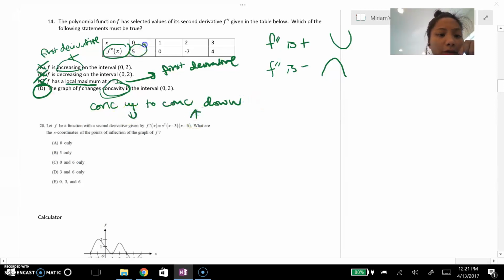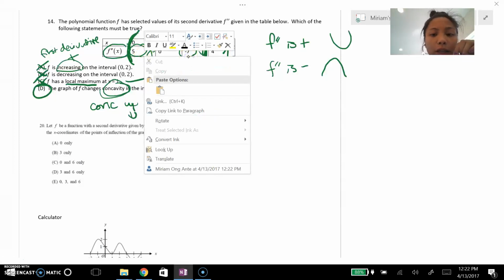Well, let's see. 5 is positive, so that means concave up. Negative 7 is negative, so concave down. And then 4 is positive, so concave up. So it does change concavity. Well, it's focusing on 0 to 2, so we're just looking from 0 to 2 actually, and it does change from concave up to concave down. So that is the answer.